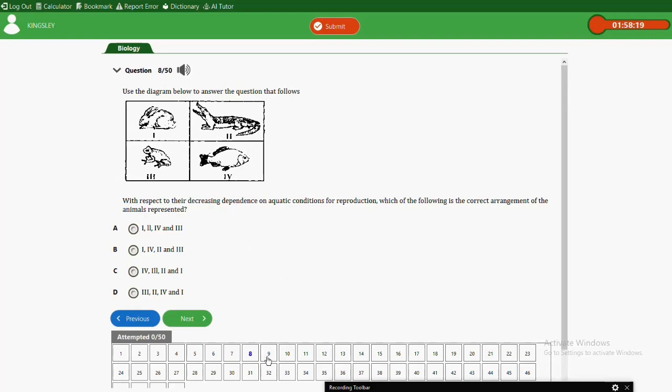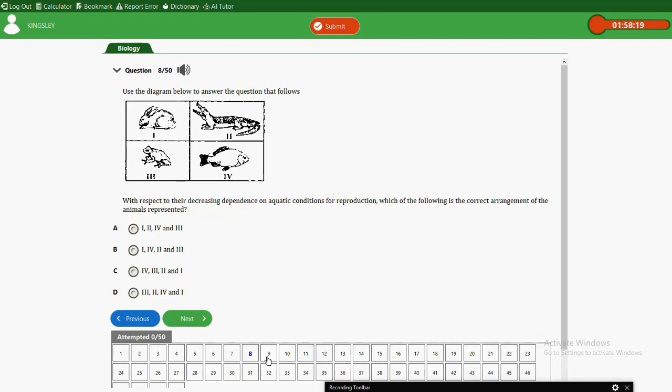Use the diagram below to answer the question that follows. Okay, so we have diagram I, II, III and IV. With respect to their decreasing dependence on aquatic conditions for reproduction, which of the following is the correct arrangement of the animals represented? So the first one we have I, IV, and III. Of course, this is not the correct one. So the next is IV, II, and III. Of course, this is not correct because the first organism is actually a mammal, so it can't reproduce in water.